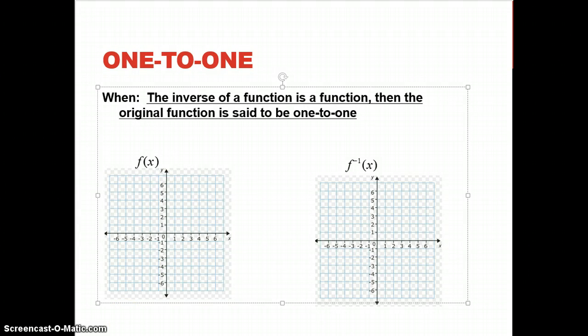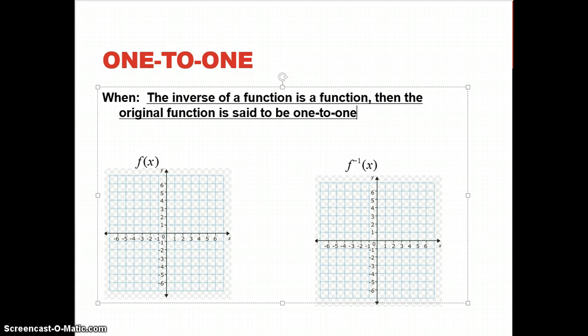One-to-one is another way that we can classify a function. In order to classify a function as one-to-one, we have to find the inverse function and see if the inverse is also a function. If the inverse is a function, meaning it passes the vertical line test, then the original function is said to be one-to-one.